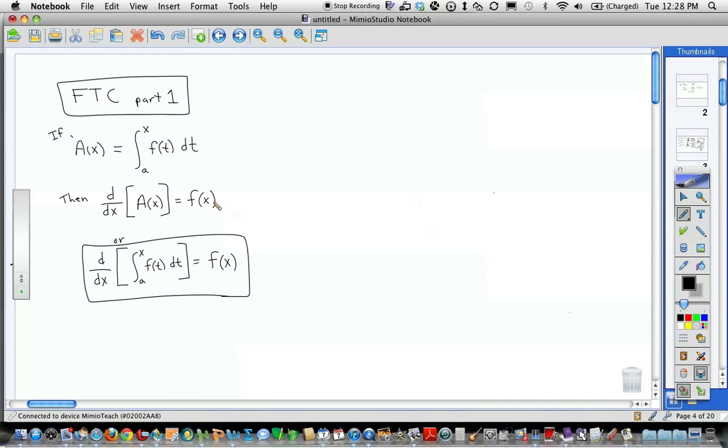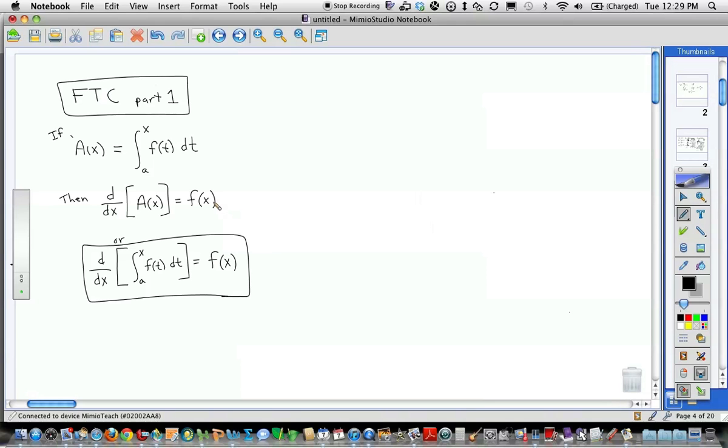That's how you say something is the antiderivative of something: if you do the derivative of it, it gives you what you started with. So that's what this line says in math symbols: the area function is the antiderivative.